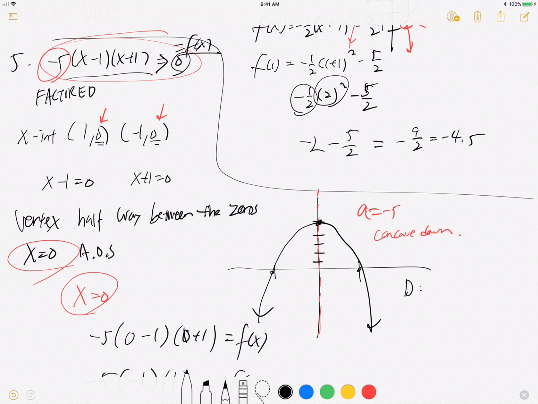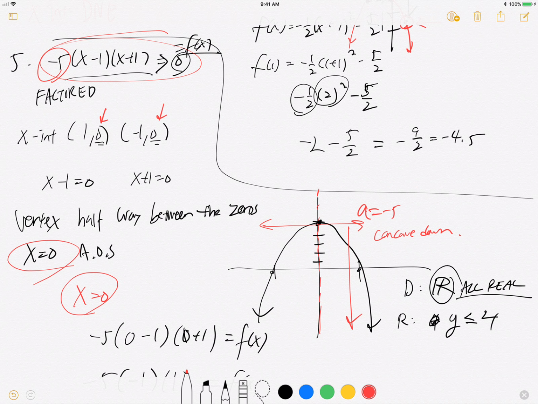Domain, let's talk about domain: all real numbers. I keep writing this separately, but you can just write it as all reals. Range is just going to be, the y value has to be less. So y is less than or equal to 5, because this is the highest value it reaches, and everything goes down from there. So y has to be less than that.